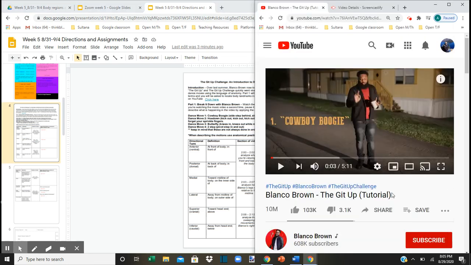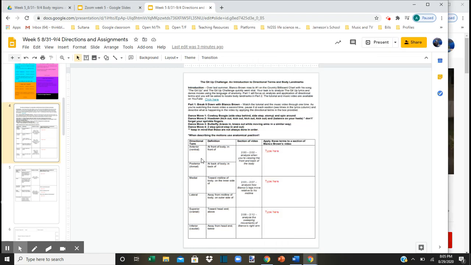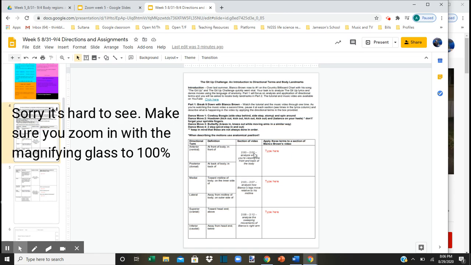So when you're watching the video, on the worksheet or in your slides, it's going to tell you to stop the video, or pay attention to a part of the video at a certain time. And the way we set up the chart is so that it's focusing on just a couple directional terms at a time. So for the section from 2 minutes to 2:02, it's going to focus specifically on anterior, which is the ventral side, and the posterior, which is the dorsal side.